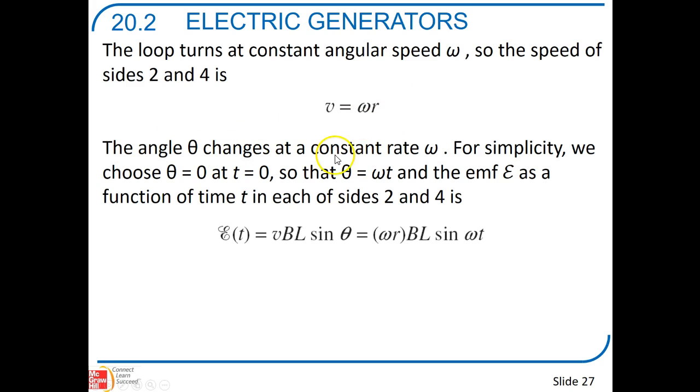That angle does change at a constant rate of the angular velocity or the angular frequency, which is the same thing. So we're going to choose the angle equal to 0 at time equals 0, so that our angle is equal to omega t, and the EMF as a function of time in sides 2 and 4 will be the equation that we have down here. So remember, this is our linear velocity, and we're just going to change it to angular velocity. And when we do that, we can also say that's the frequency times the time here, instead of having the angle itself, since we said that the angle is frequency times time in this little derivation of the equation here.